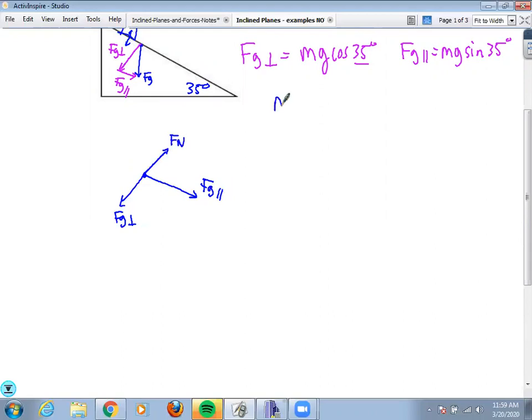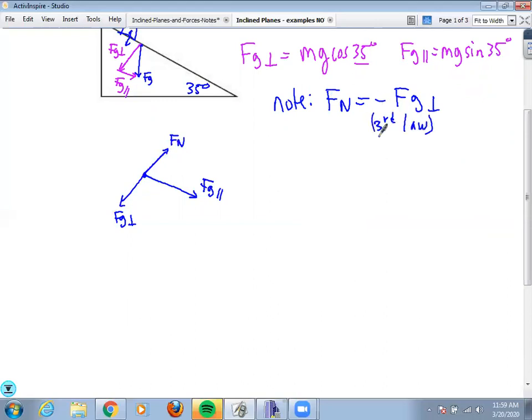So note, for inclined planes, Fn is equal and opposite to Fg perpendicular. Now the negative just means opposite. So if Fg perpendicular is going into the plane, Fn would be going out of the plane. So don't worry about actually putting a negative number into a calculation. That's just to show they're equal and opposite. Newton's third law.